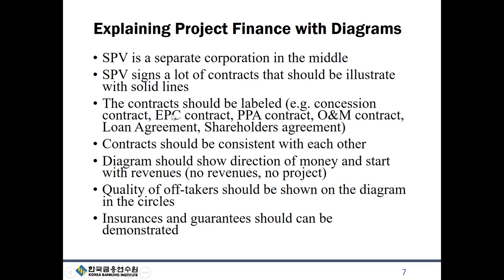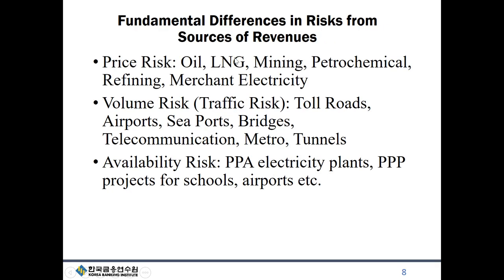Now, if we're going to do a project finance, I think this idea of putting these diagrams is worthwhile, though I used to not want to do this, but they're so crappy sometimes, they lose their meaning. The SPV, of course, is in the middle, the contracts are the lines, and the contracts should be labeled, hopefully, and consistent, and I think you should show the direction of where the money is going.